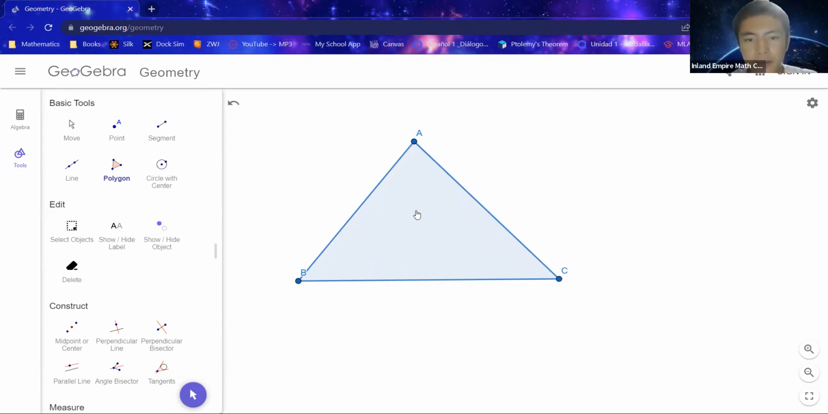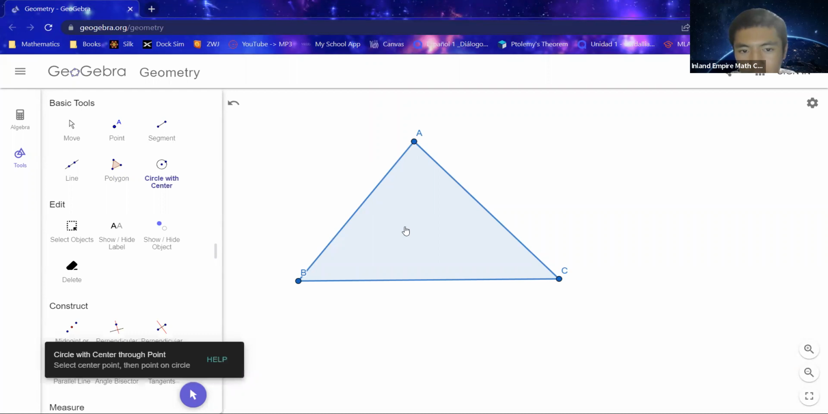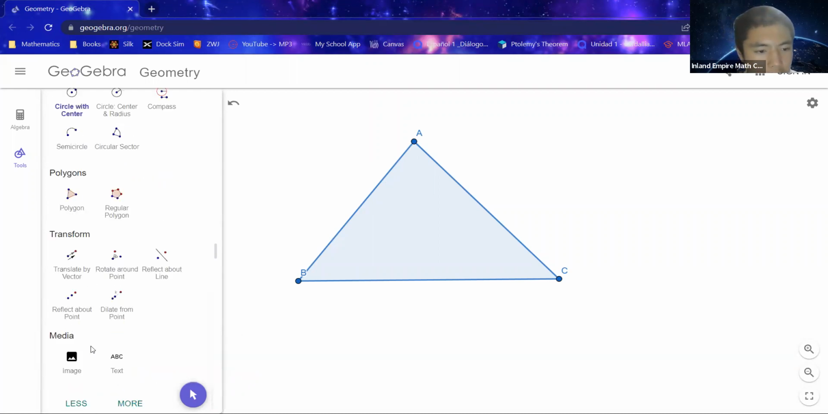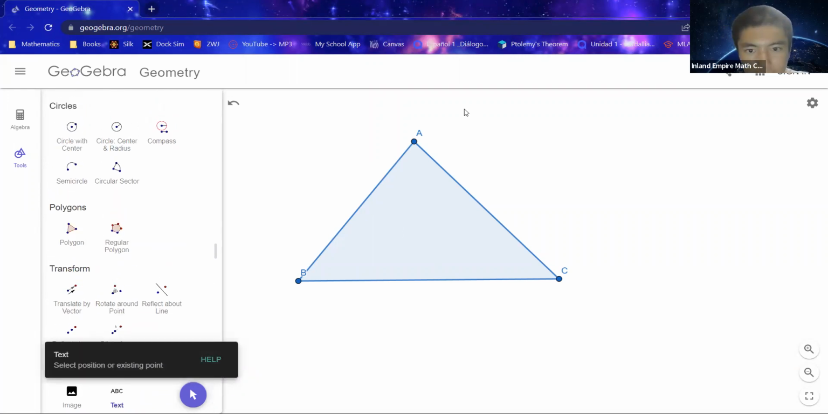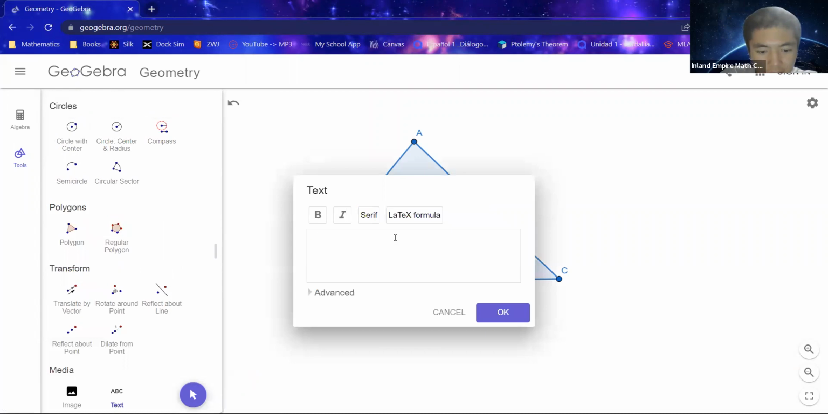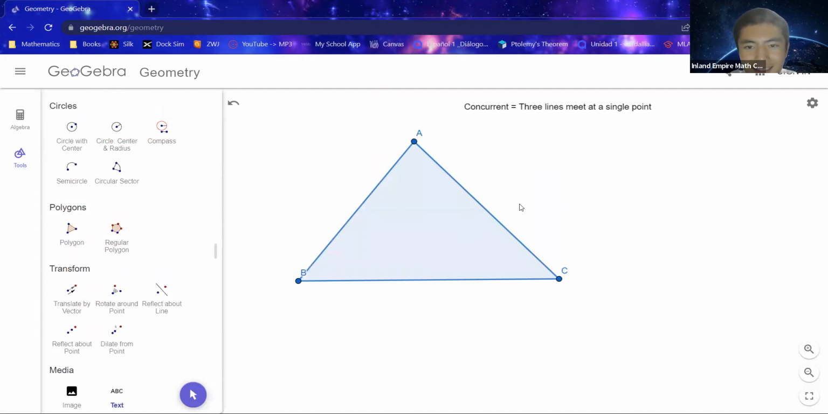What we want to prove is that the three perpendicular bisectors of the triangle are concurrent. Concurrent means that the three line segments meet at a single point. And let me write that down in case you don't. Concurrent means three lines meet at a single point. All right, so you have that note there.